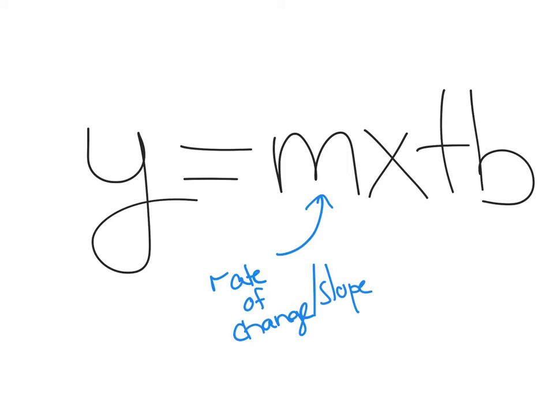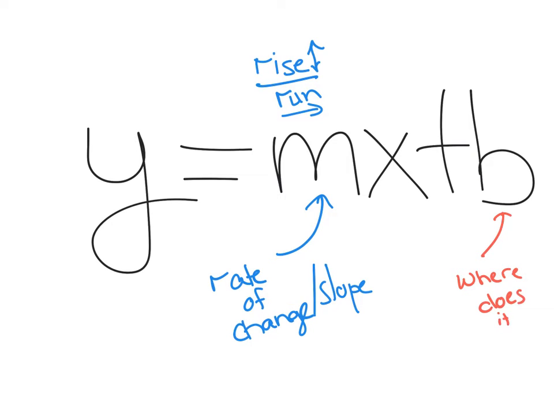How is it sloping? Okay, and when we're looking at slope, we're looking at the rise over the run. How far does it go? And when I say rise, it really is the rise or fall over how far does it move to the right. Next, the b is where does it begin? Where does it cross the y-axis? And I like to call that the beginning of your line.